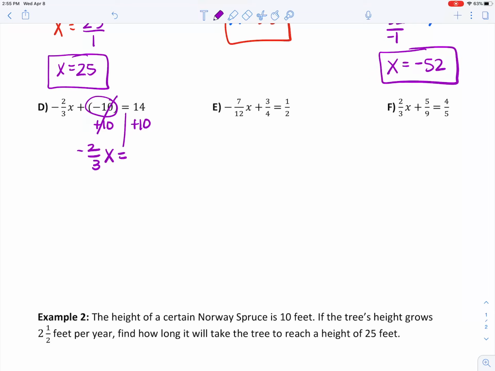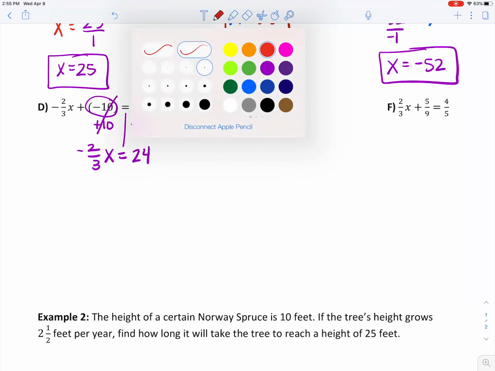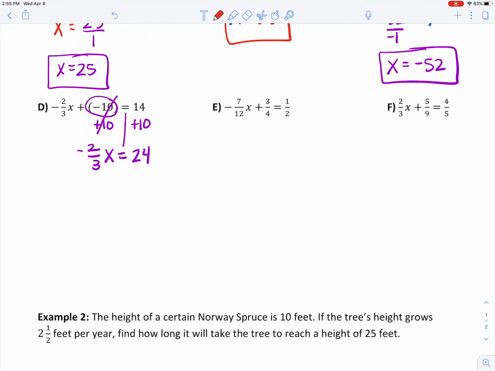and I know it's been a while since we've solved the equation, so it might take us a moment to kind of get back into this. We have 14 plus 10, which is 24. All right, and then now it looks just like letters A, B, and C.